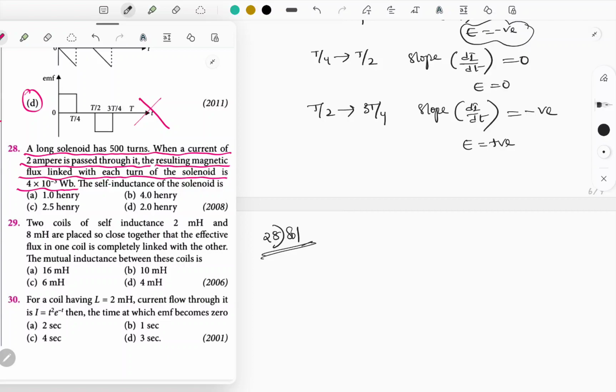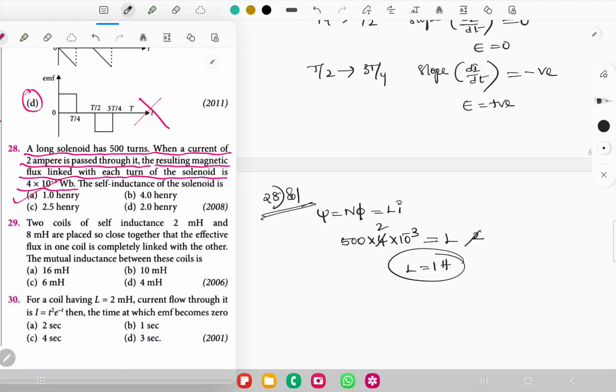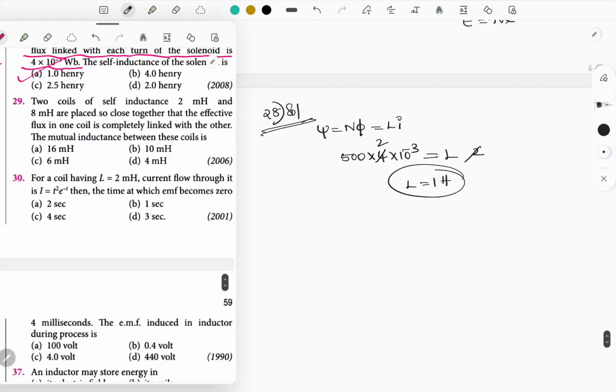What's the formula for flux linkages? Flux linkage is denoted as psi, which is equal to N phi, which can be replaced as L into I. They gave the number of turns, 500, and the flux, 4 × 10^-3 Webers, and the current is also given. We have to find L. Current is 2, 2 × 500 gives 1000 on the left, so L is equal to 1 Henry. Option A is the correct answer for question number 28.